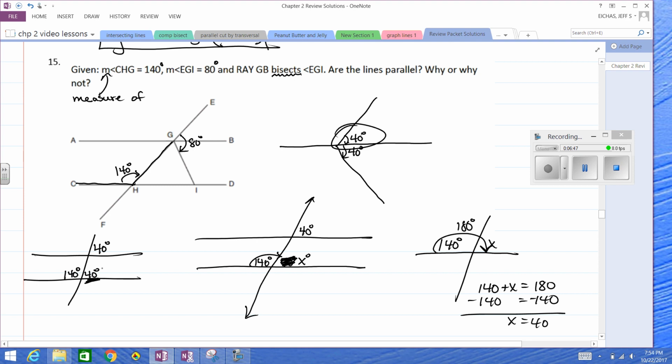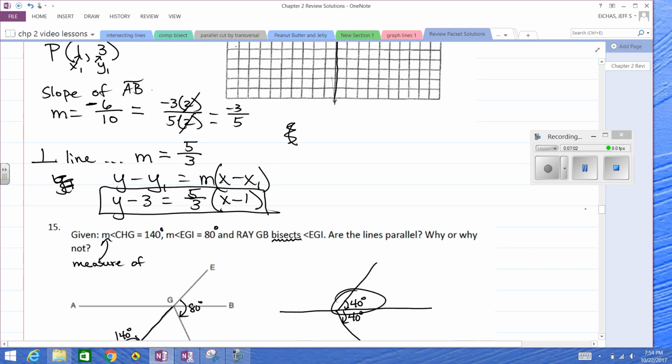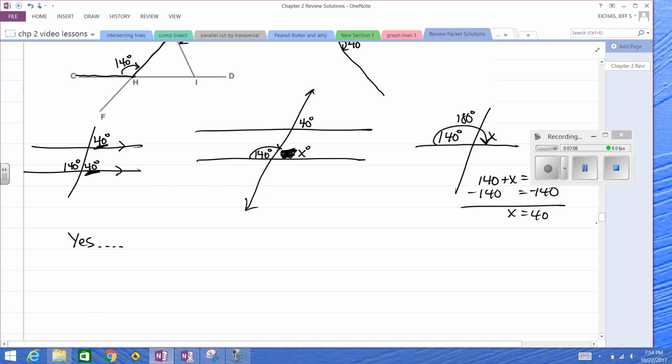Now, going the correct way, what I see is these are corresponding angles and they're congruent. That means these lines must be parallel. So the answer is going to be yes. Okay. Now we got to take somebody through the explanation. It says why or why not. Okay, yes. So here's what we're going to do.